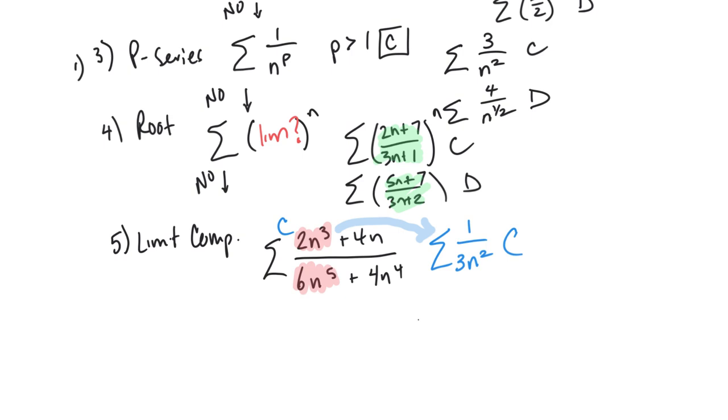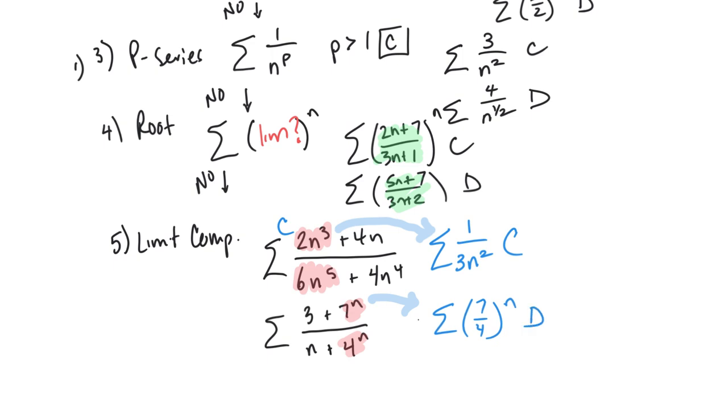Let's do another one like that. Let's look at something like this. And now I would say, well, the most powerful part on the top, most powerful part on the bottom, 7 to the n over 4 to the n. I make a reduced fraction out of that, and I would get 7 over 4 all to the n. That's geometric. It's bigger than 1, so it diverges.